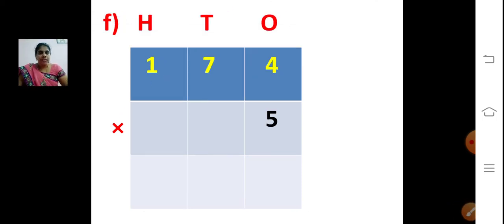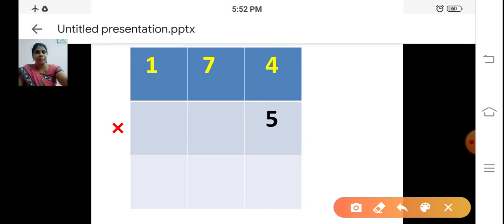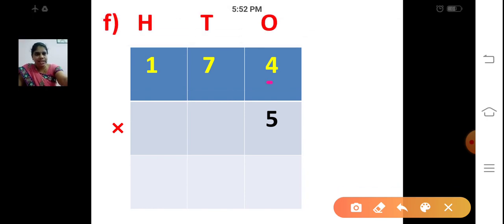Next one, we are going to multiply 174 by 5. How to do this? Same way. First, what we have to do? What is step 1? Multiply the digit at the ones place by 5. So, 4 into 5. 4 5s are 20, right?